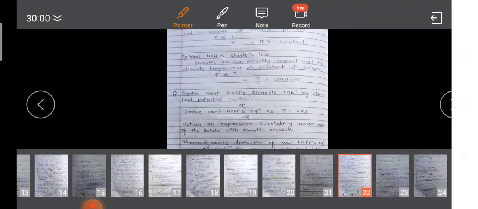Good morning, friends. In the last lecture, we focused on osmotic pressure and derived the Van't Hoff osmotic equation by the chemical potential method. Today, we are going to continue with the next part, that is nothing but the determination of the molar mass of the solute from osmotic pressure measurements.